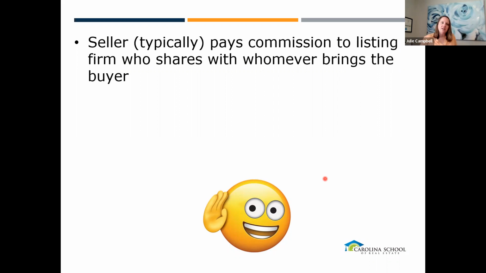The reason I say typically, the exception to this rule is if the seller is a for sale by owner. A for sale by owner did not hire a firm. A for sale by owner is going out and doing it on their own. So they're not obligated to pay commission. Maybe they will, maybe they won't. But if the seller hires a firm, the seller pays their commission to the listing firm. The listing firm shares their commission with whomever is bringing the buyer.